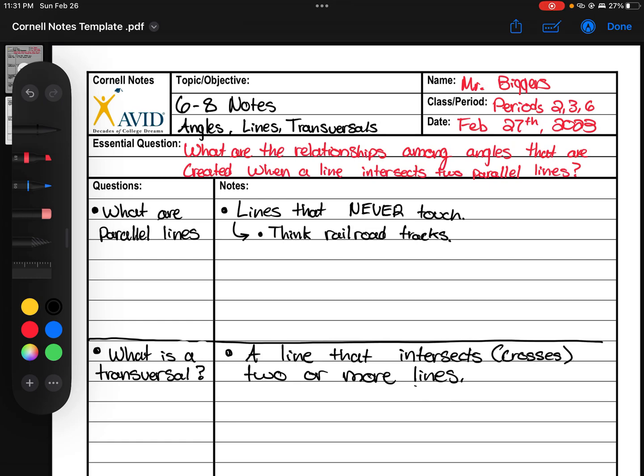Alrighty, hello everyone. We are going to go ahead and jump right into 6-8 notes on angles, lines, and transversals. So what I want you to do here is go ahead and copy down the topic and objective, copy down the essential question, make sure your name, class period, and the date is on your notes, and you are going to be using these to help you with our assignments over the next couple of days. So if you're absent, make sure you watch this video, get these notes taken. Or if you're in person, I also want you to watch these notes, get them taken.